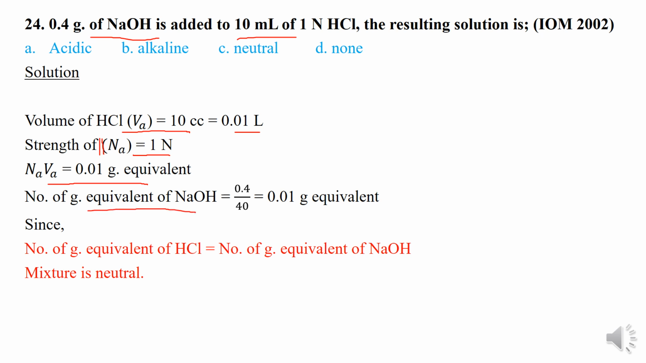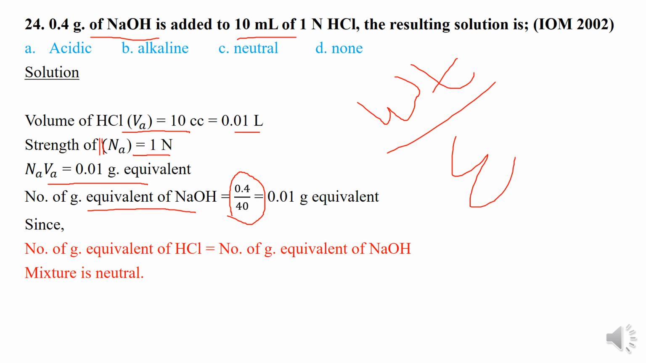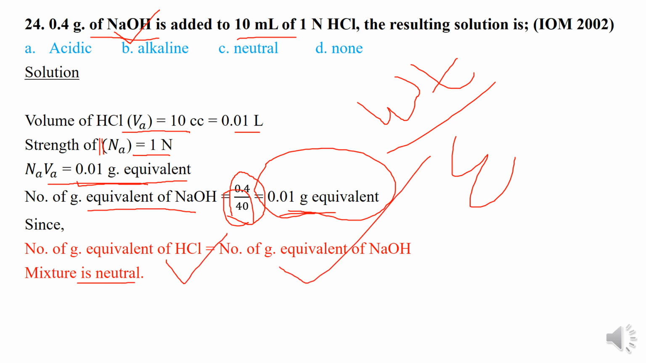The number of gram equivalents of NaOH should be calculated using this formula. Number of gram equivalents is equal to weight divided by equivalent weight. Weight of NaOH is given as 0.4 gram and equivalent weight of NaOH is 40. So the answer will be 0.01 gram equivalent. In case of acid, 0.01 gram equivalent, and in case of base, also 0.01 gram equivalent. So the mixture will be neutral, because the number of gram equivalents of HCl is equal to the number of gram equivalents of NaOH.